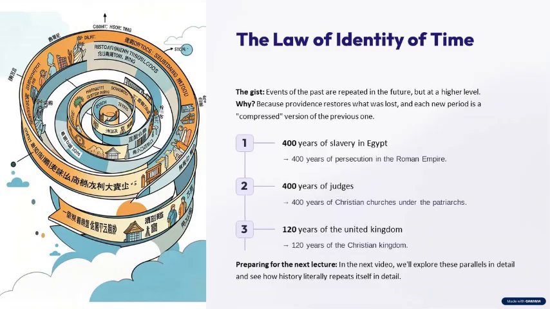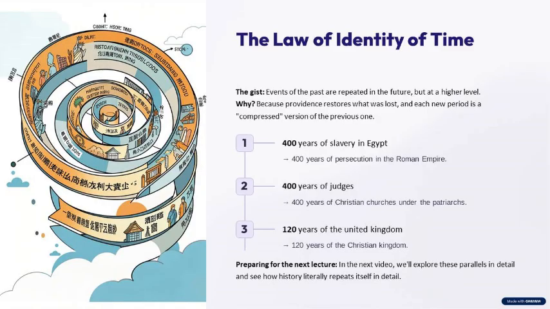And finally, we come to the law that connects all the previous ones and opens the door to the next lecture. This is the law of identity of time. Its essence is that events of the past repeat themselves in the future, but on a higher level. History moves not in a circle and not in a straight line, but in a spiral. Each new turn resembles the previous one, but it rises higher. Why does this happen? Because providence restores what was lost. Each new period is a compressed version of the previous one.